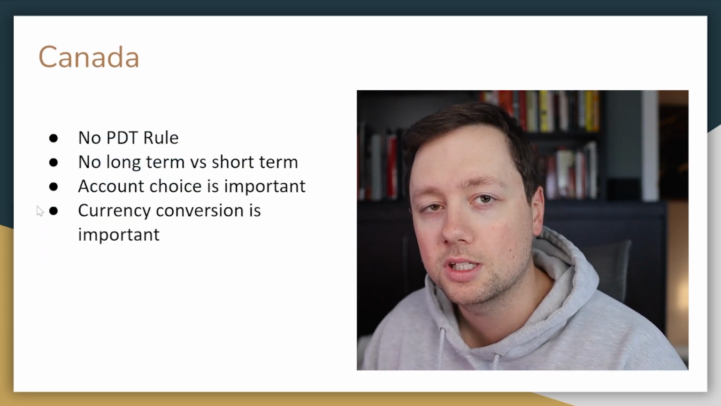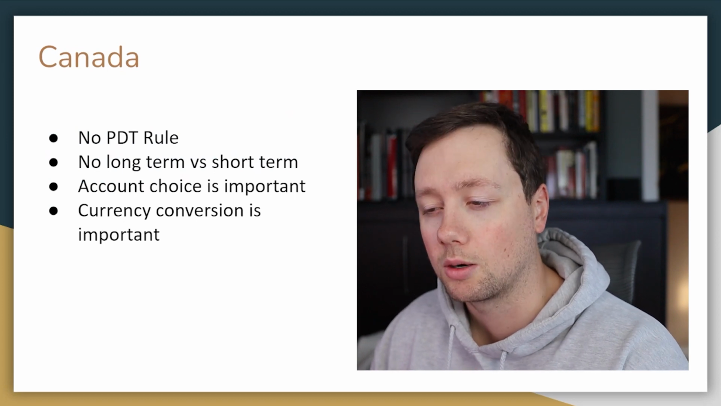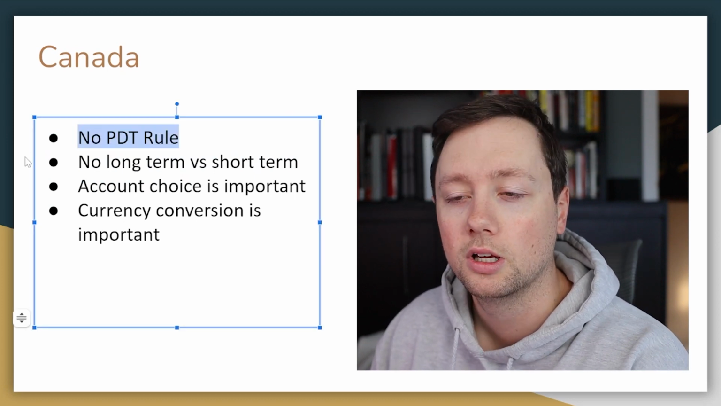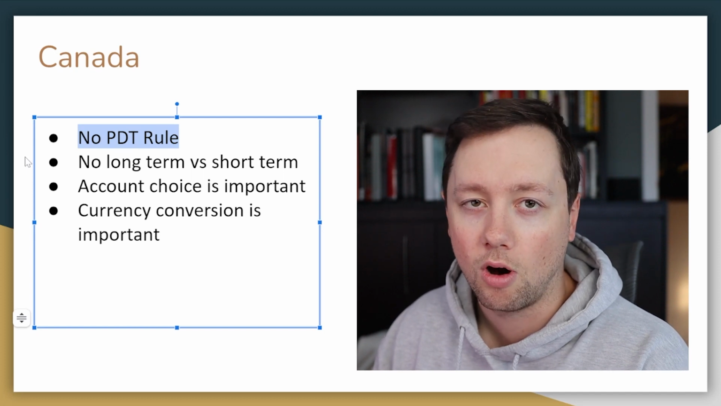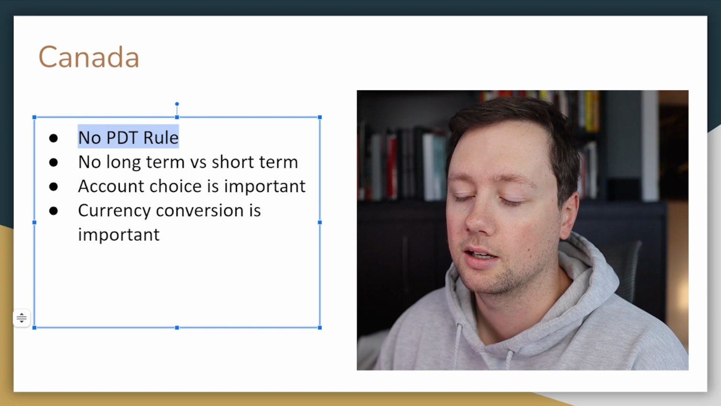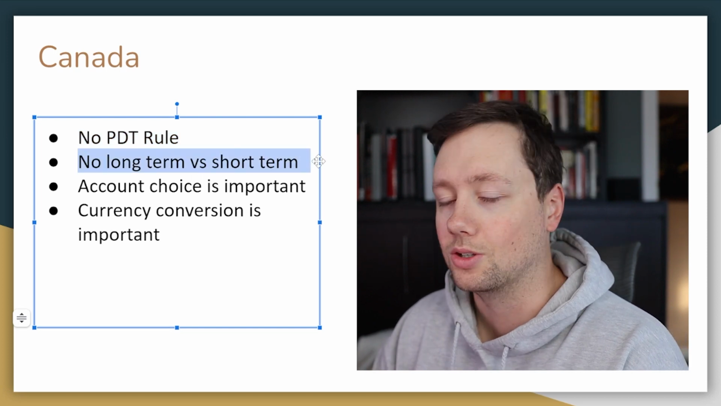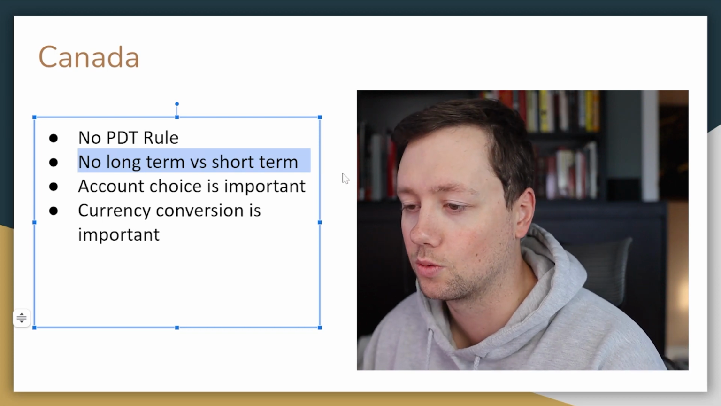Now, when it comes to doing this in Canada, there's a couple of different factors that you should consider. Number one is that there's no PDT rule, so there's no limitations as to how often or how much you can trade. That is a US thing and it does not apply to Canada. We also do not have long-term versus short-term capital gains. We don't separate things like that, so no need to worry about that.